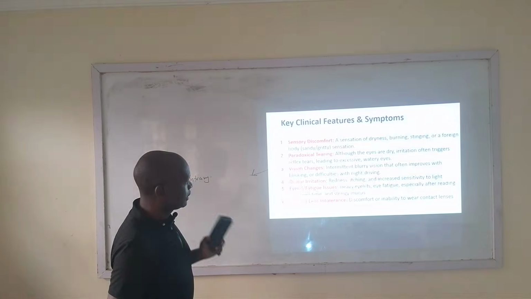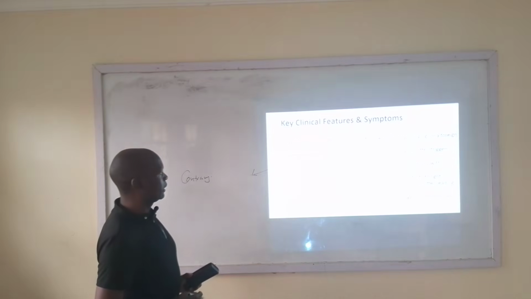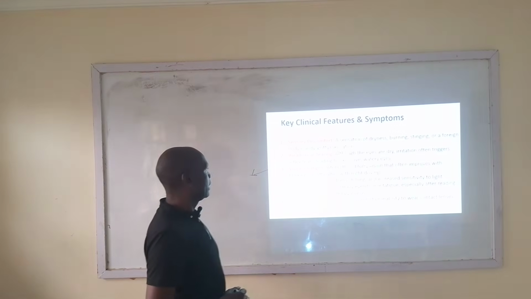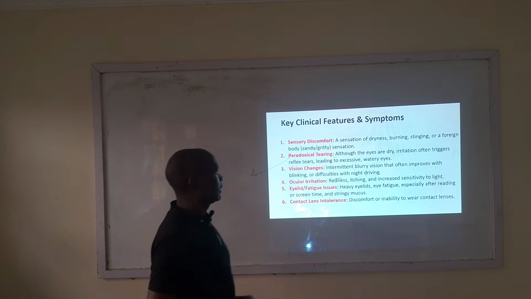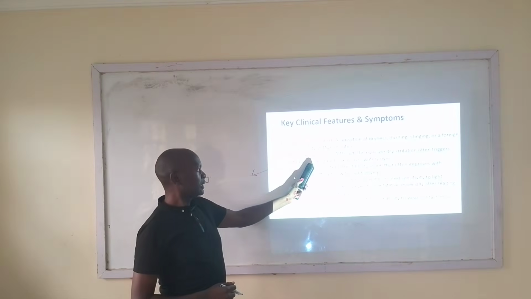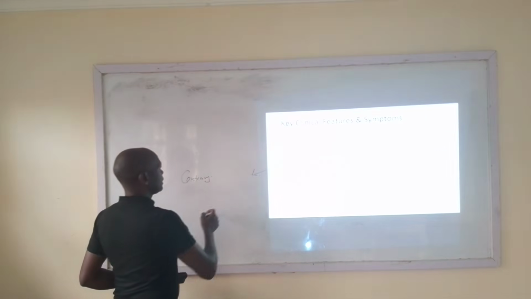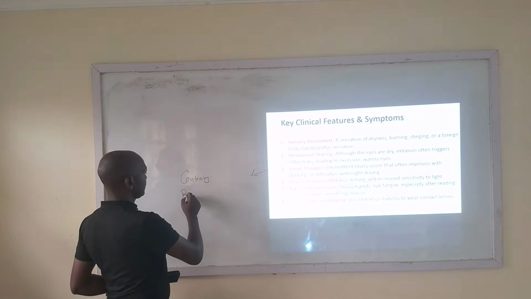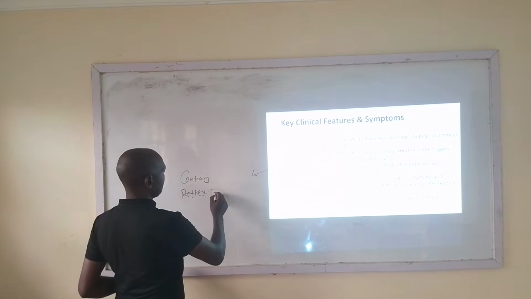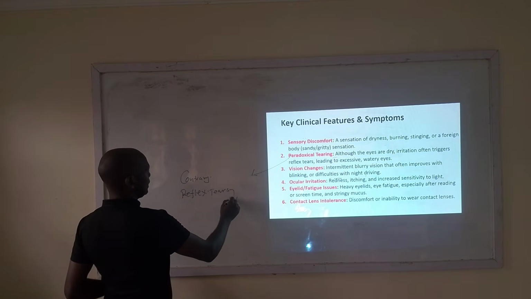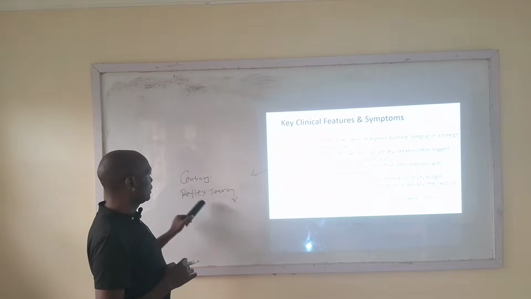This is dry eye syndrome, but there is production of tearing, what we are calling the paradoxical. Although the eyes are dry, irritation often triggers the reflex tears, leading to excessive watery eyes. What is being produced here is the reflex tears. Remember we talked about the types of tears. Reflex tears are produced because of the dryness of the eye. It is not the normal production.